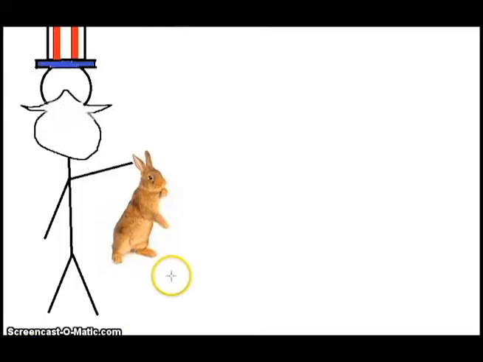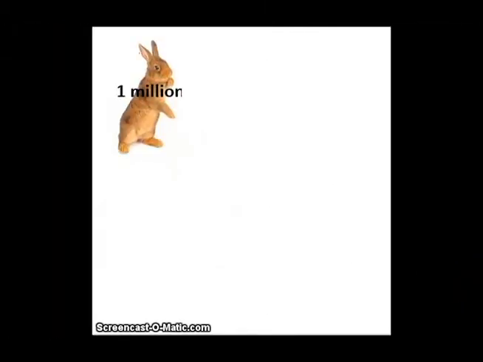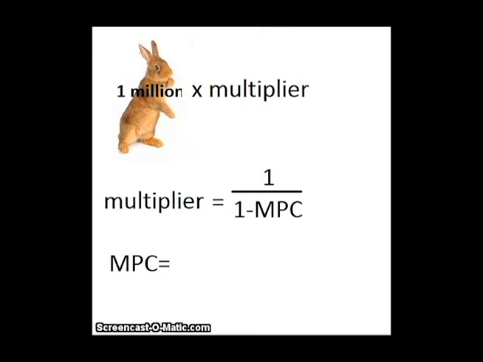Say the U.S. government decides to spend $1 million on a new road. To find out how much additional income comes from this transaction, you take the 1 million and you times it by the multiplier. Now remember, the multiplier is 1 over MPC, and MPC is the percent of one's additional income that is spent.